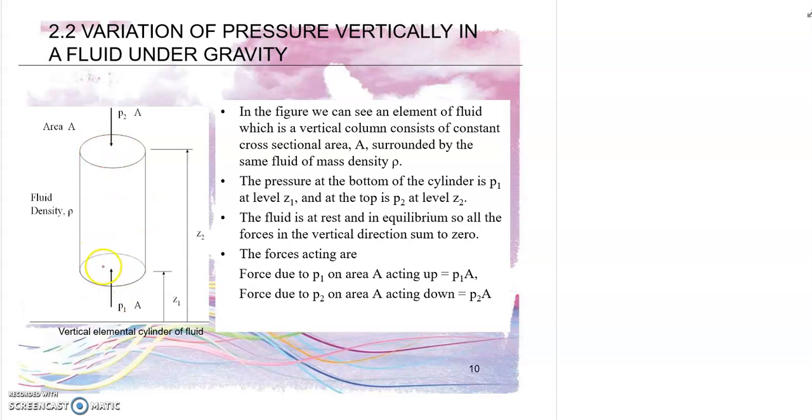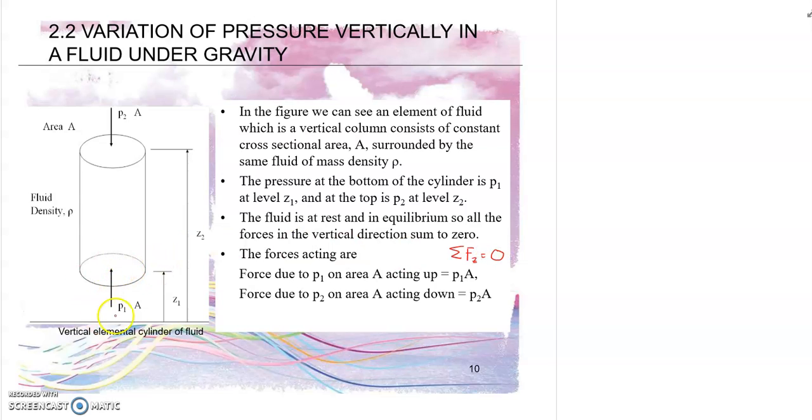And in this cylinder, there's a pressure at the bottom of the cylinder, P1, at level Z1, and there's another force acting on the top of the surface, which is P2, pressure 2, multiplied by area, and it is at Z2 height, level Z2. So the fluid is at rest and it is in equilibrium, so all the forces in the vertical direction sum up to 0. So yes, Fz is equal to 0.